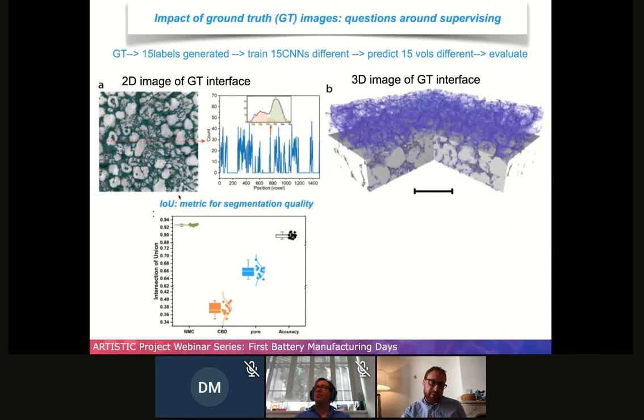Then we're back to the segmentation, and we use intersection over union, which is a very good metric to qualify the segmentation. And what we see here is the impact of the ground truth on the final segmentation. For the NMC, it's relatively low. The impact is not so high. But have a look at the CBD or at the pores.